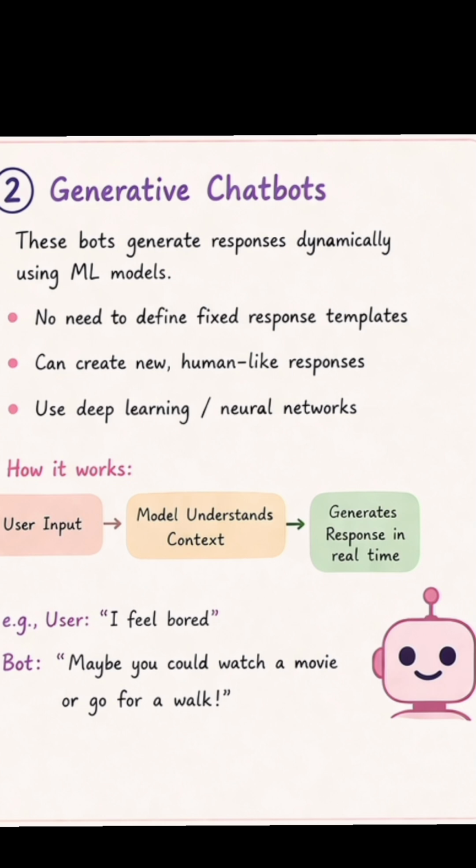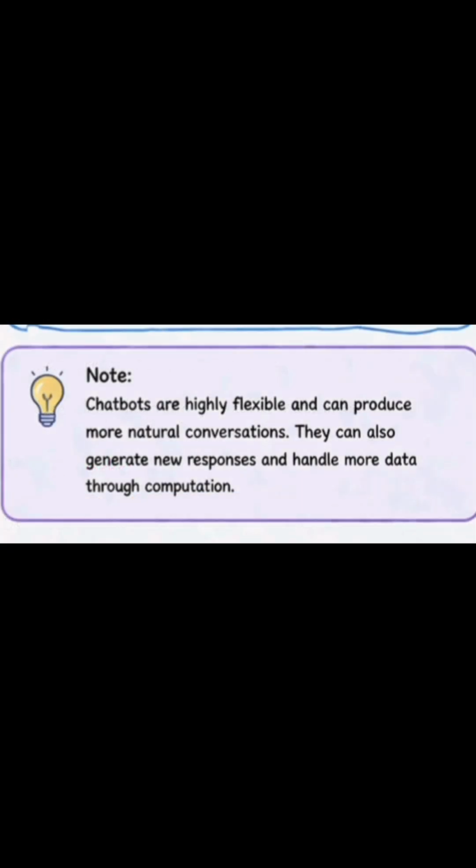For example, the user tells the chatbot, I feel bored. The bot says, maybe you could watch a movie or go for a walk. So it is not a predefined response, it is generated in real time. It is highly flexible and gives a more natural conversation, but it can produce incorrect or unpredictable responses, and it requires more data and computation.